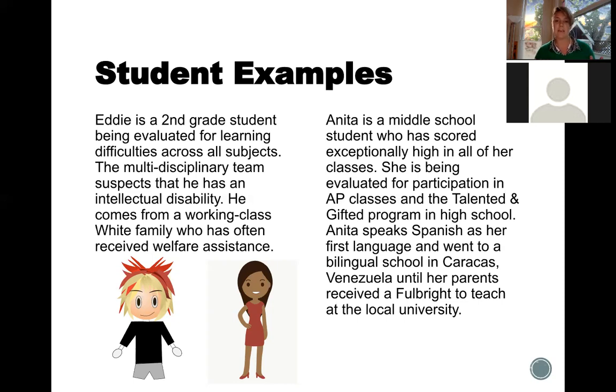Anita is a middle school student who scored exceptionally high in all of her classes, and she's being evaluated for participating in AP classes going into high school, and also the Talented and Gifted program. And she speaks Spanish as her first language and went to bilingual school in Caracas, Venezuela, until she came with her parents to the San Francisco Bay Area, and they teach at a university.